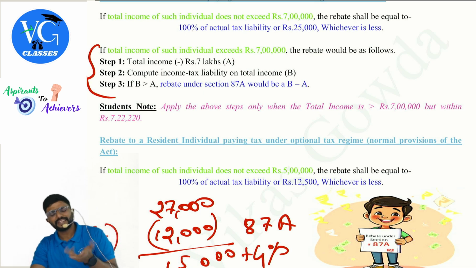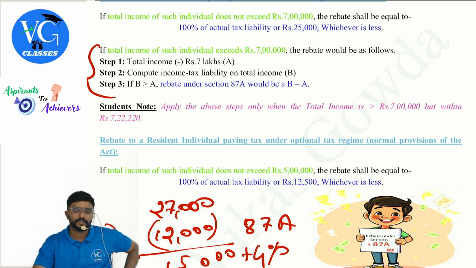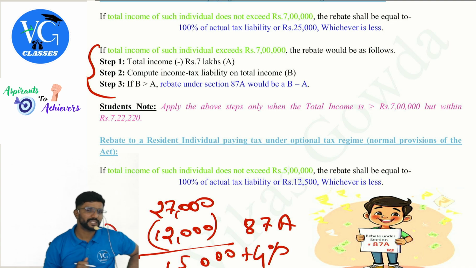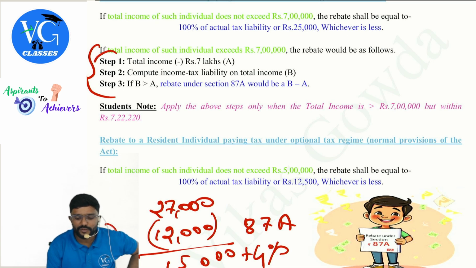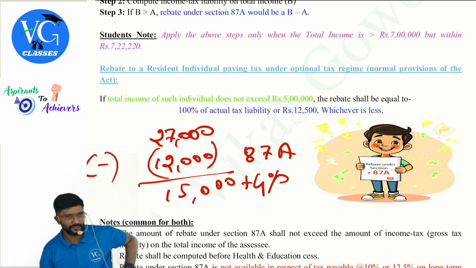You can at least remember 7 lakh 22,000, not 220. So if your total income is more than 7 lakh but up to 7 lakh 22,000, check these steps. If it is more than that, no need to check the steps. Even if you apply and check it, you will get zero. Why, sir? Because step 1 will be more than step 2 in that case. This is the rebate under section 87A under the default regime.